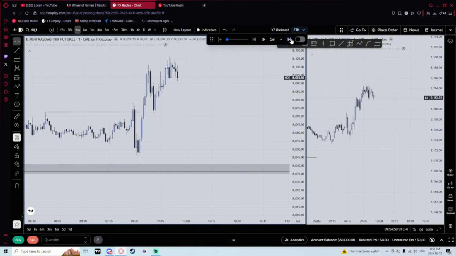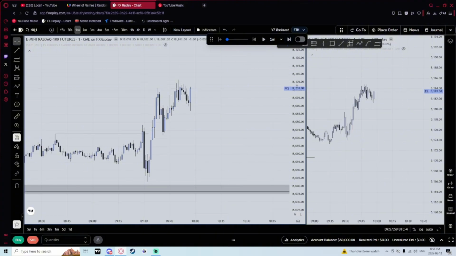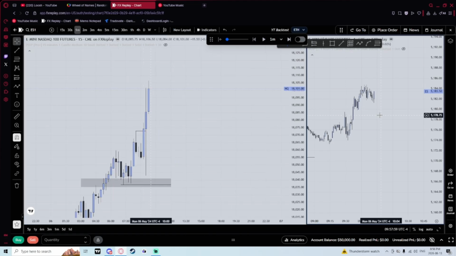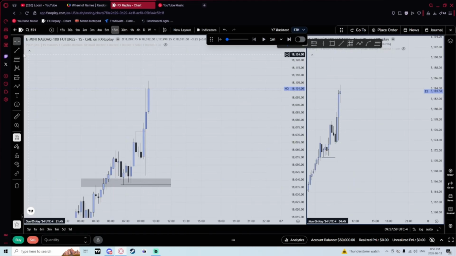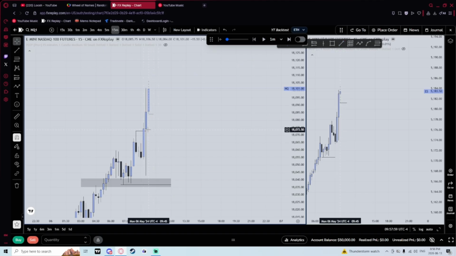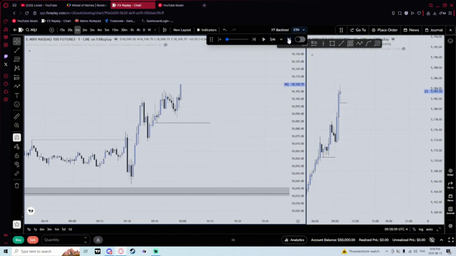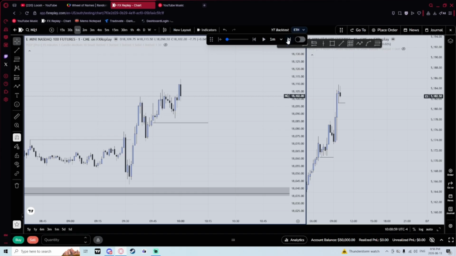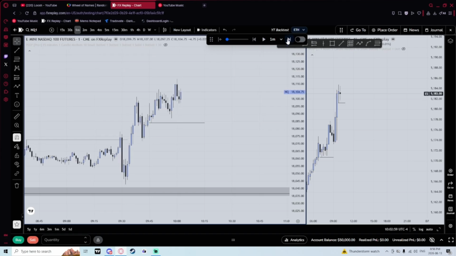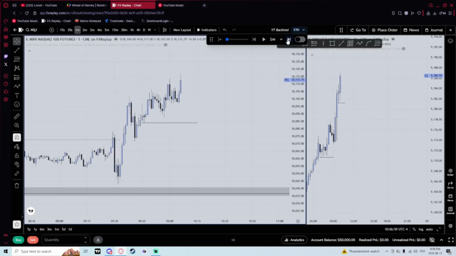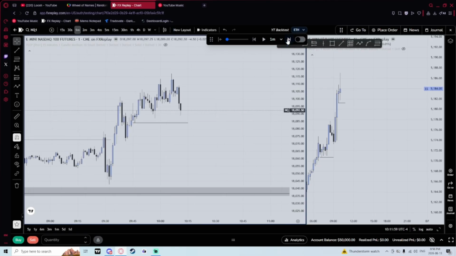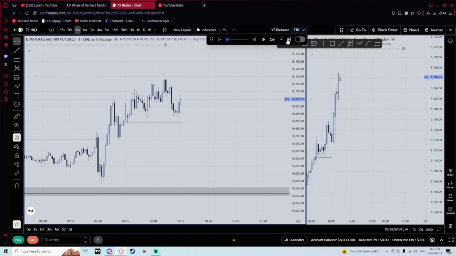Okay, so it seems to me that we may not need to go back down to that level, the way ES is reacting. Great 15-minute rejection wick on both. We can maybe look for a continuation out of this 15-minute unmitigated at 10 a.m. Edge.